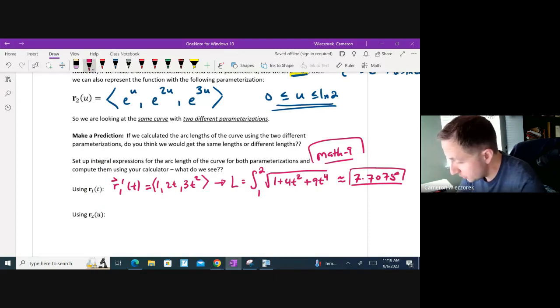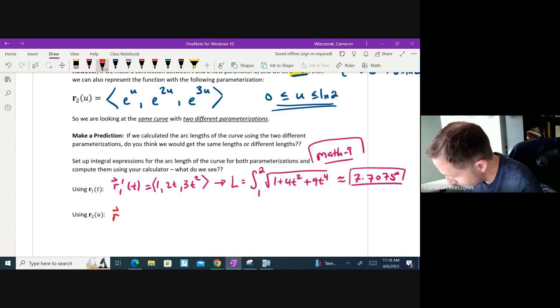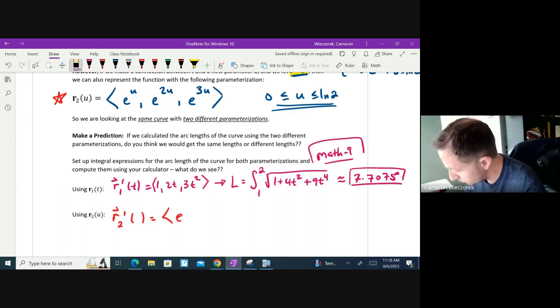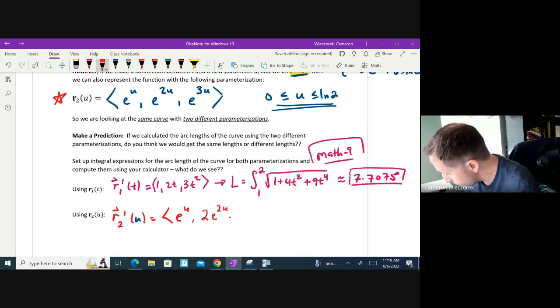Now, using the same curve, let's see what happens if we find the arc length using parameterization number 2. So R2 prime, here's R2 up here, would be e to the u. Actually, I should call this R2 prime of u, not t. So let's do u, my bad. So I get e to the u. Using the chain rule, I get 2e to the 2u, and I get 3e to the 3u.